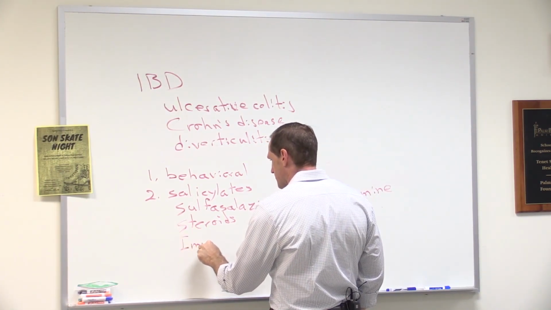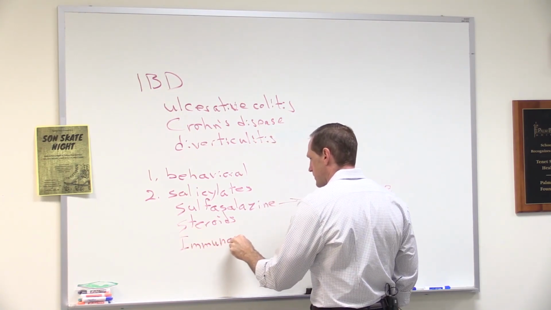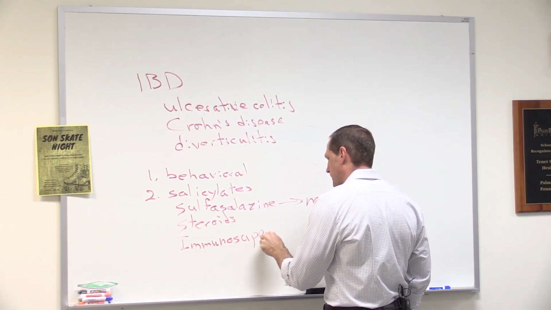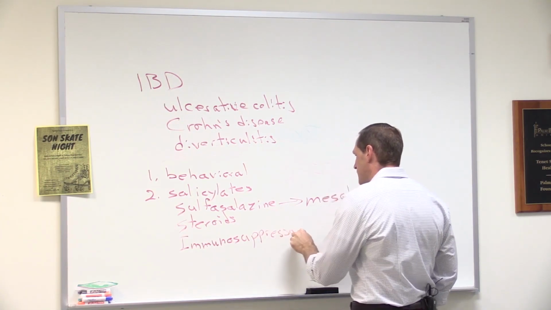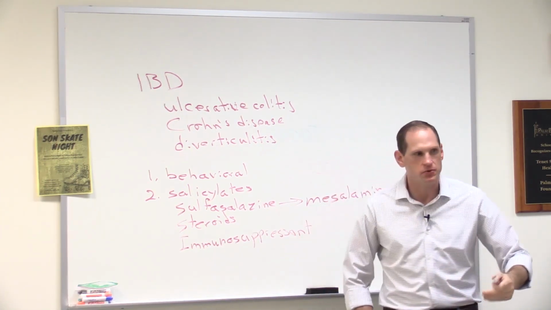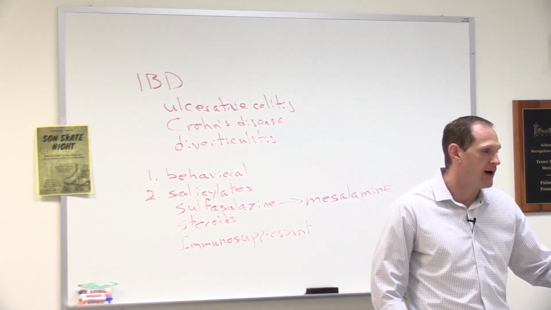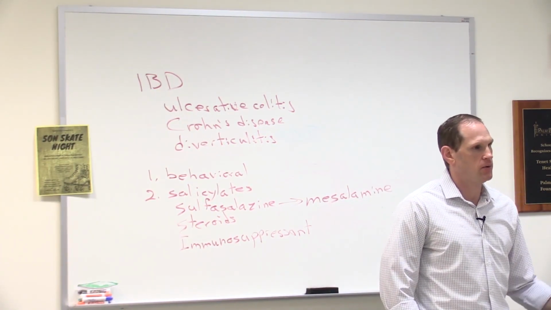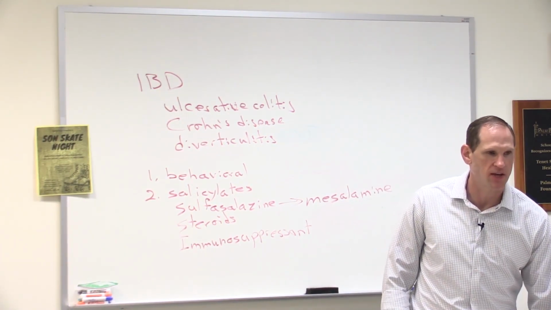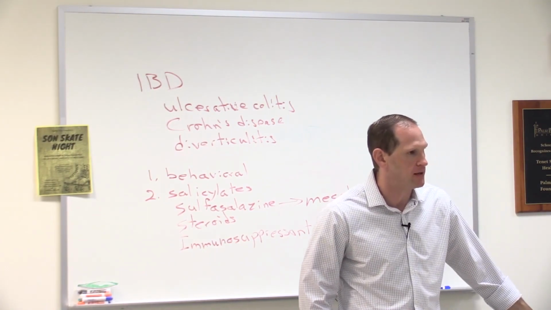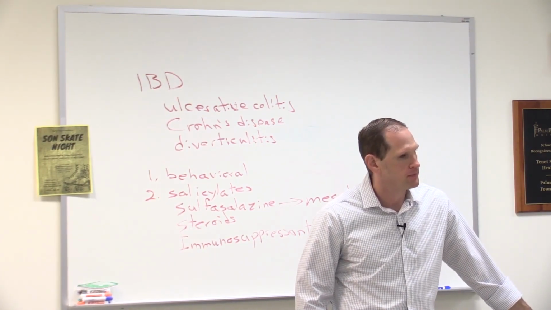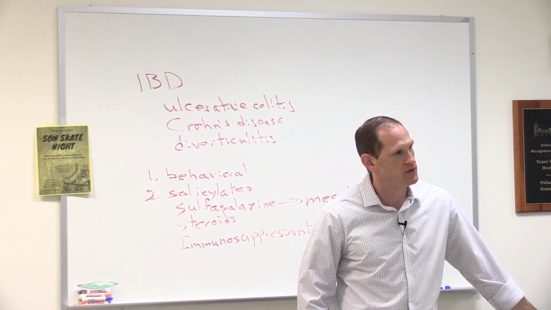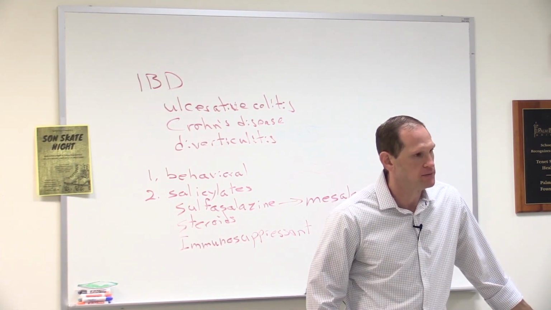Then the last one is immunosuppressants. So some common immunosuppressants that would be used are the biologics, like Humira, and then also some of the cytotoxic drugs like azathioprine or mercaptopurine. And that is review from Pathopharm 1 as well.